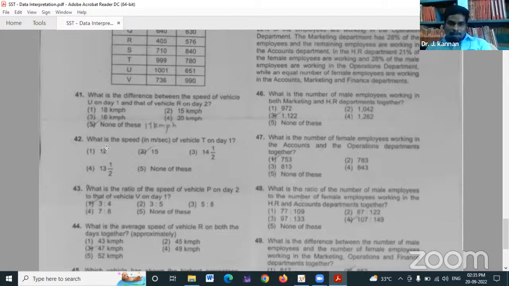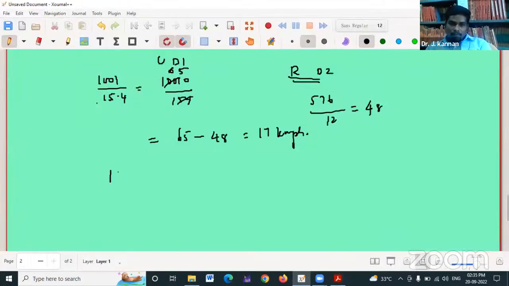So next problem, what is the speed of vehicle T on day 1? We just find the speed of vehicle T on day 1. But here all the information is given in kilometer and hour, but we need meter per second. So first of all, 1 kilometer per hour is equal to 1000 by 3600 meter per second. That is 5 by 18 meter per second.